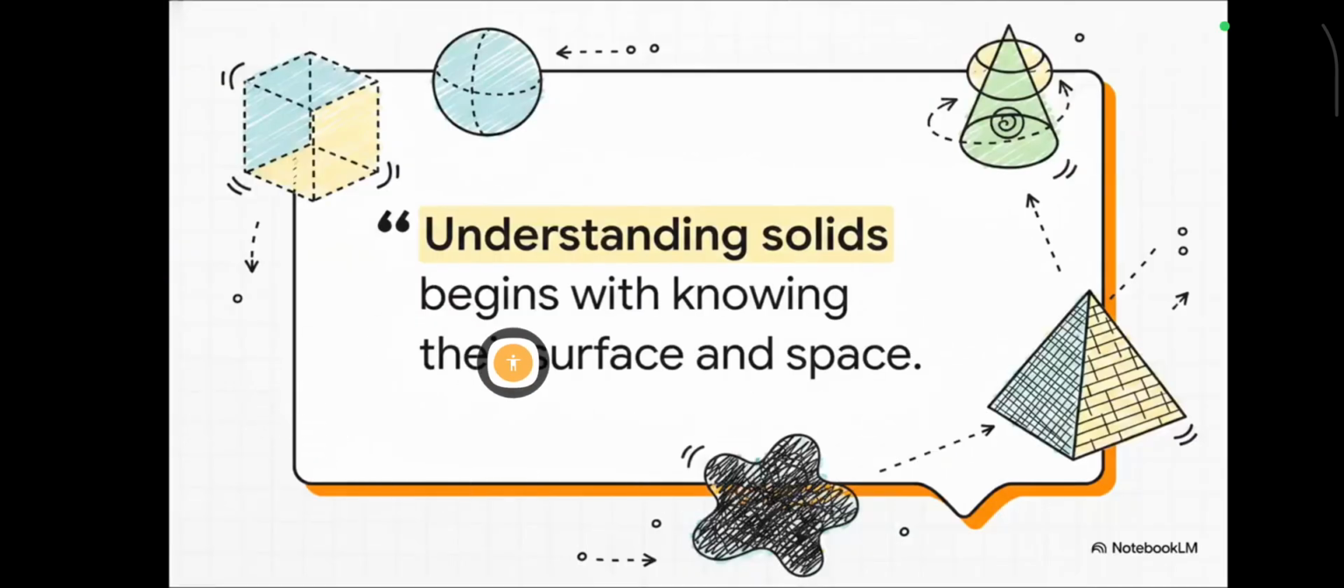To really ground us today, consider this quote from our source text. Understanding solids begins with knowing their surface and space. It's a beautifully simple starting point, right? To truly grasp the geometry of the physical objects all around us, we have to master two primary concepts: the outer boundary that wraps the object and the space hidden inside it.